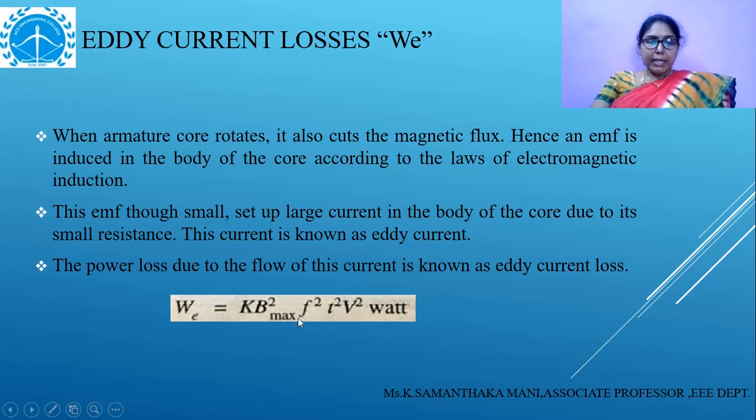The formula is given by We = K Bmax² f² t² V watts, where Bmax is the flux density of the core, K is a constant, f is the frequency, t is the thickness of the sheet, and V is the volume. So the power loss due to the flow of this current is given by We, where e stands for eddy current loss.